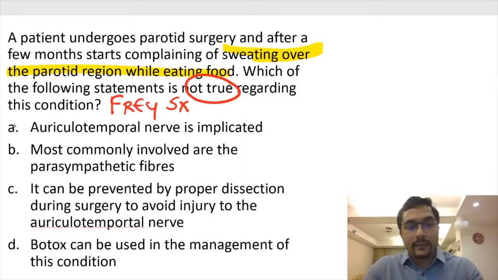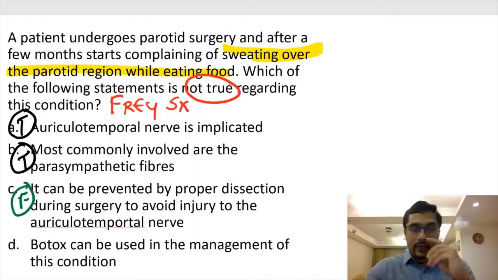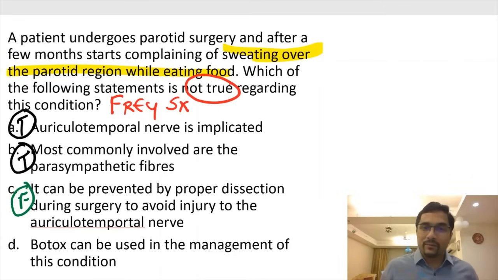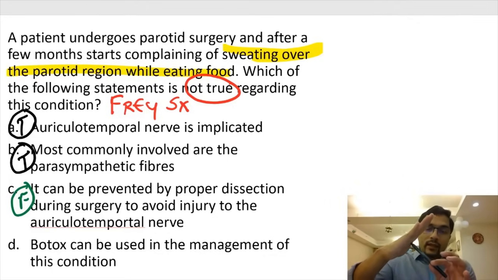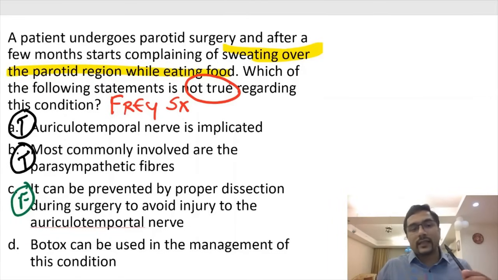So auriculotemporal nerve is implicated. This is true. Mostly involved are the parasympathetic fibers. This is also true. It can be prevented by proper dissection during surgery to avoid injury to the auriculotemporal nerve. This is false. It is not because of injury to the auriculotemporal nerve that this condition develops. In fact, if the auriculotemporal nerve is injured, then this condition will not develop. So this develops because when we remove the superficial lobe, these nerve endings which are left grow up to the skin and start supplying the skin. So whenever the patient eats food, these nerve endings will now stimulate the sweat glands over the skin and they'll be sweating there.